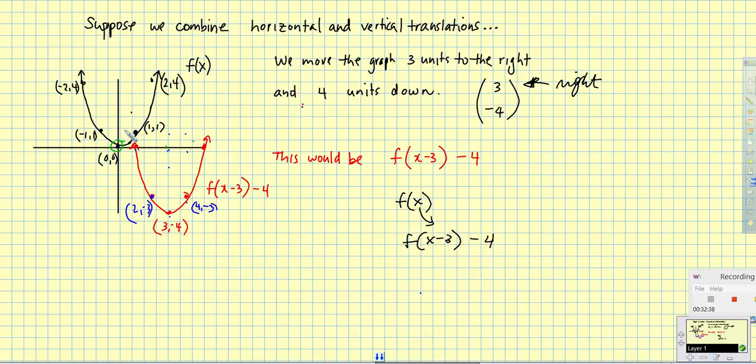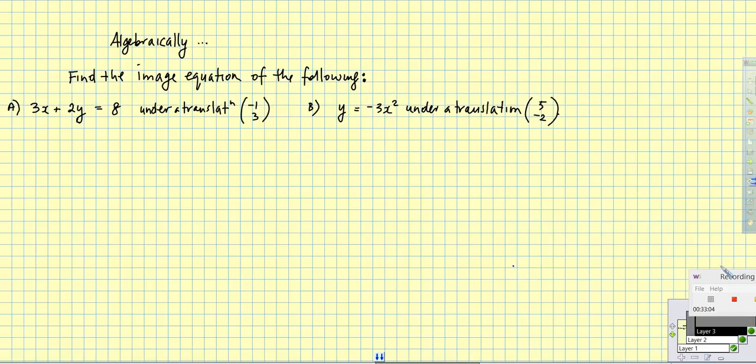So all you would be doing is moving your graph horizontally 3 units to the right and then 4 units down. And although it's not very clear here, it is 1, 2, 3, and 1, 2, 3, and 4 units down. Okay? So that's that. Now, if we have to do this algebraically, let's take one of these two examples, and then I'll finish this in class. We'll be able to look at these in class together as well. But let's just do one example.